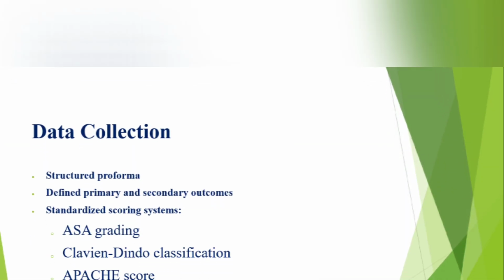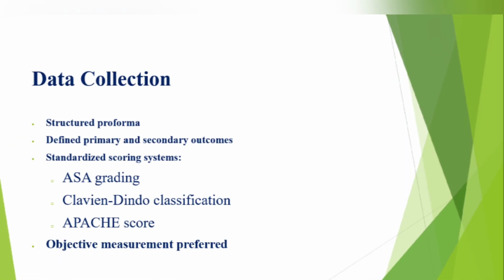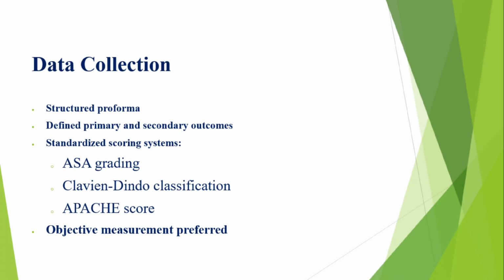The methodology must clearly describe how the data was collected. Evaluation points include standardized data collection pro forma, clearly defined primary and secondary outcomes, use of validated scoring systems such as ASA grading, Clavien-Dindo classification, and objective measurement of outcomes. Ambiguous outcome definitions reduce reliability.